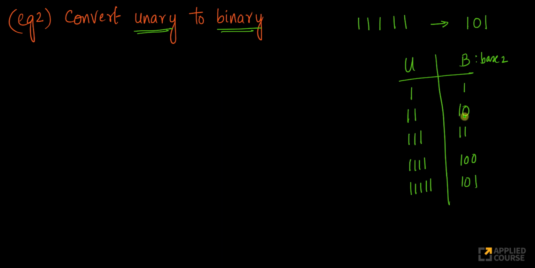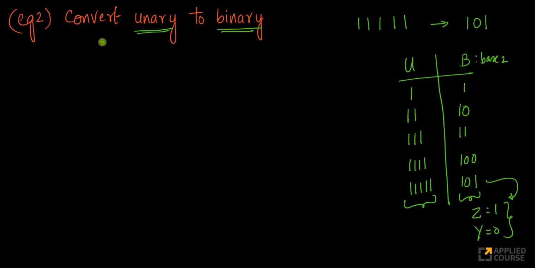Now how do we do this? Let's try to construct a Turing machine for this problem. For my unary, I'll use the symbol 1. To avoid any confusion between my unary alphabet and my binary alphabet, instead of using 1 and 0 in the binary, I'll use Z to represent 1 and Y to represent 0. So the input will be in ones, but the output will be in Z's and Y's, where Z equals 1 and Y equals 0.